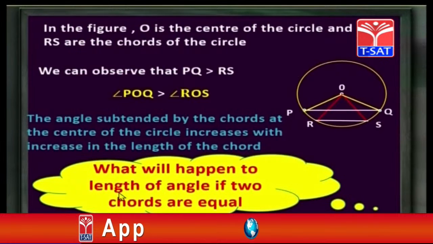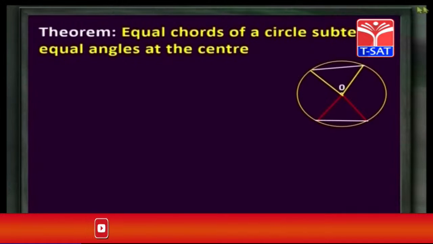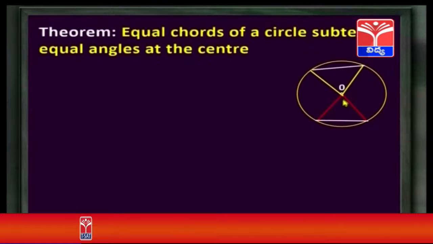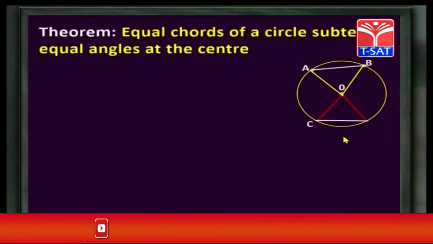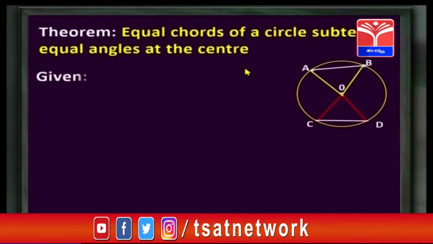So what will happen to the angle if two chords are equal? Now what we can say is, equal chords of a circle subtend equal angles at the center. That means if the lengths of the chords are equal, the angles are also equal. So this is the circle. Let us prove this theorem. Circle with center O, AB is a chord and CD is also a chord, and both chords are of equal length. Now let us prove this theorem.